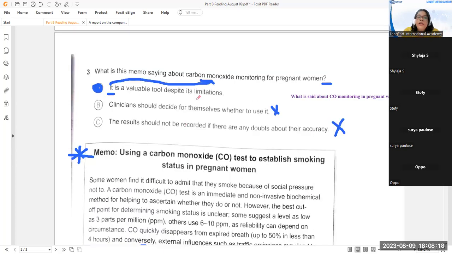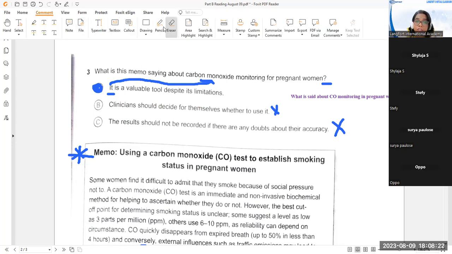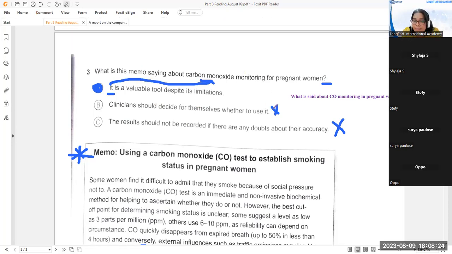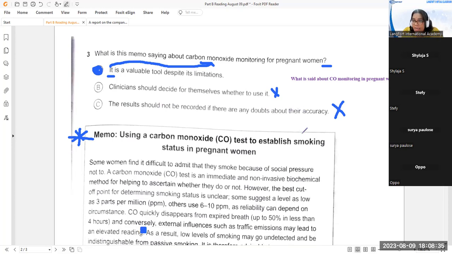Now option B says it's up to the clinicians to make the decision of using the test. Nowhere have they talked about clinicians, so we rejected B. Then option C says we need to record the results if we have any doubts about their accuracy. Accuracy they've mentioned can be a problem, but nowhere have they talked about recording it. So that's not the answer. So of course, A is the answer.